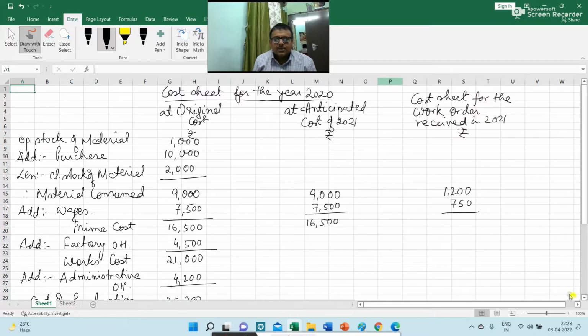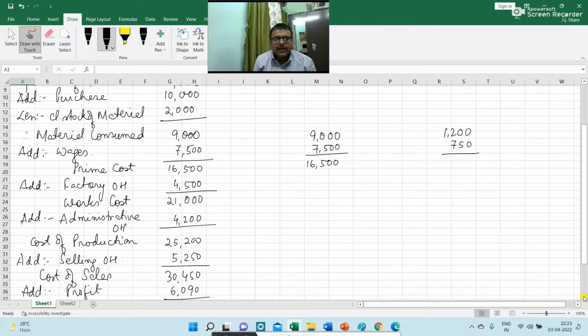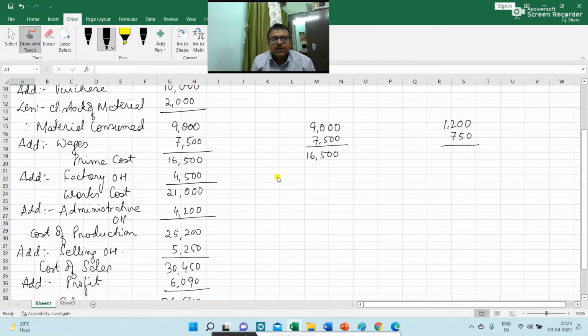Thereafter there is a change in factory overhead, and the factory overhead in the year 2021 will have an increase of 16 2/3%. So here I have to calculate what is the factory overhead at 2021 price. So 4,500 into 116 2/3%, you will get 5,250. So by adding this figure, this is the works cost 21,750. There is no change in the administrative overhead. So I am writing 4,200, which I have written here.